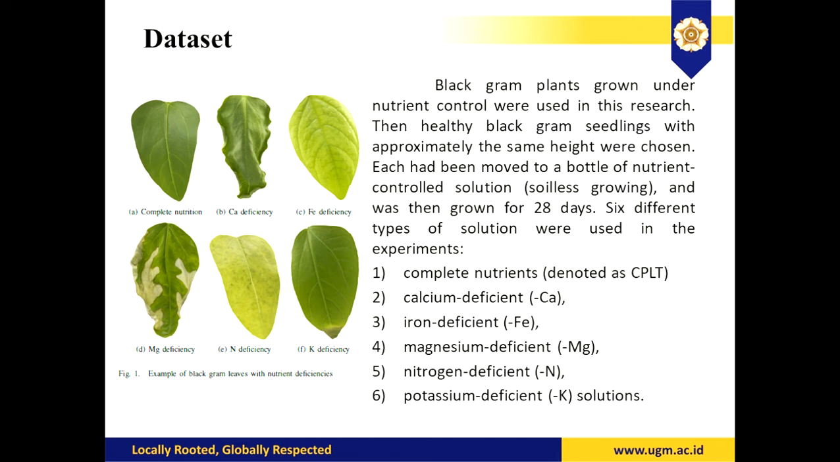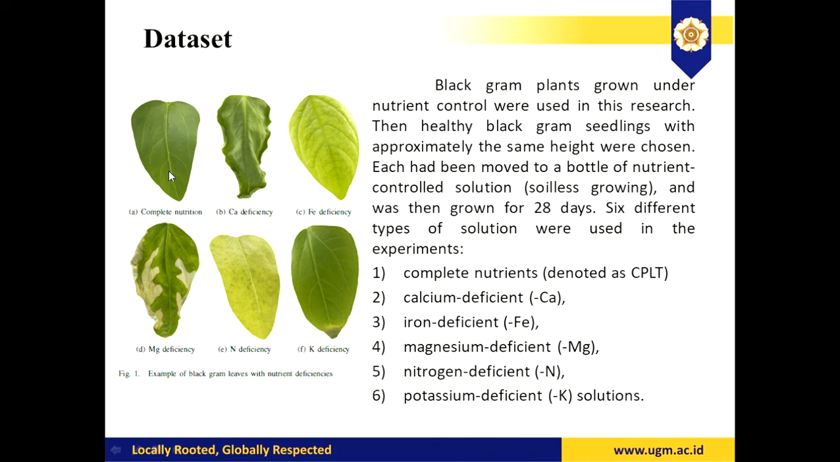The dataset that will be used is plants grown under nutrient control, and healthy black gram seedlings with approximately the same height were chosen. Each was moved to a bottle of nutrient-controlled solution and left to grow for 28 days. Six different types of solution were used in the experiment. The first is complete nutrient, the second is calcium deficient, the third is iron deficient, then magnesium deficient, nitrogen deficient, and the last one is potassium deficient.